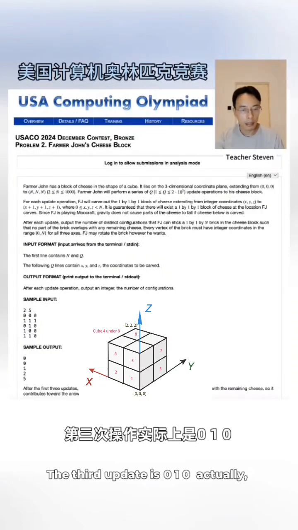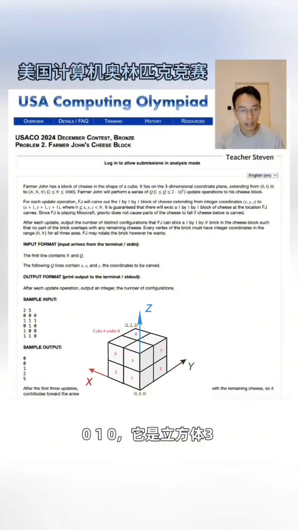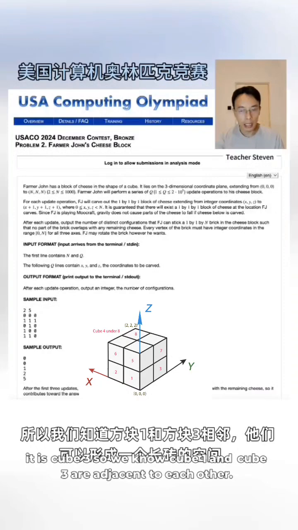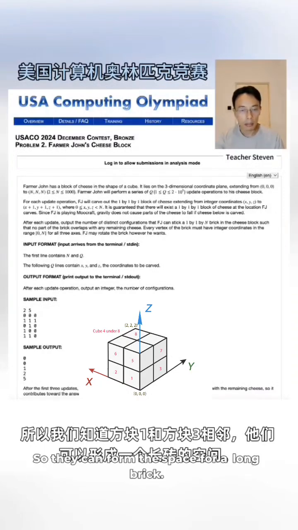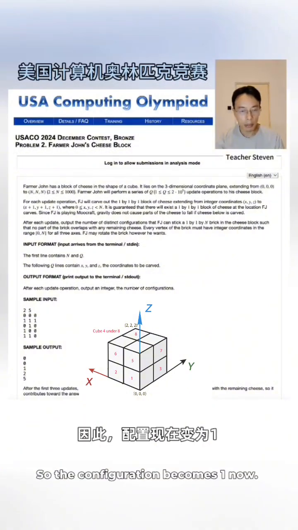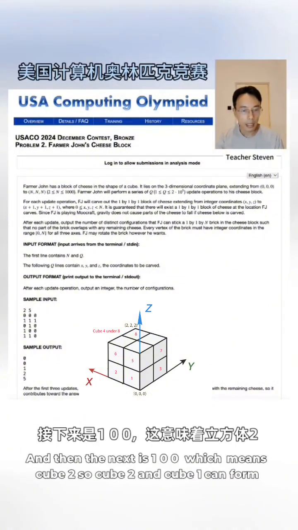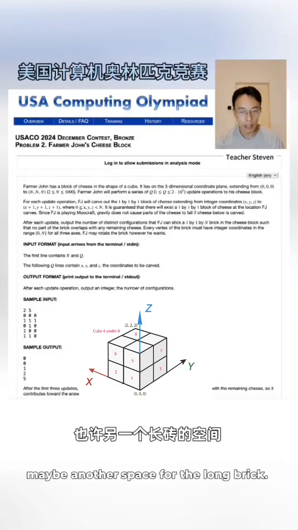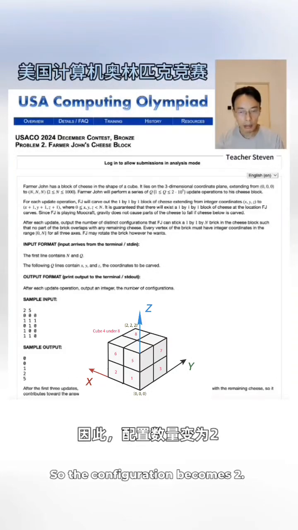The third update is 0, 1, 0. Actually, it is cube 3. So we know cube 1 and cube 3 are adjacent to each other, so they can form the space for a long brick. So the configuration becomes 1 now. And then the next is 1, 0, 0, which means cube 2. So cube 2 and cube 1 can form maybe another space for the brick. So the configuration becomes 2.